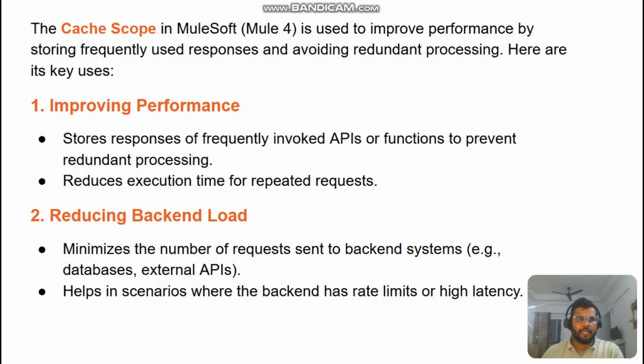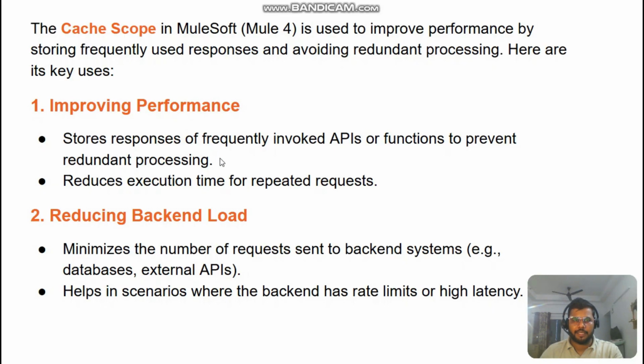So the first one is improving performance. It stores responses of frequently invoked APIs or functions to prevent redundant processing and reduce execution time for repeated requests. So cache scope basically is storing the reusable thing which will be required multiple times.